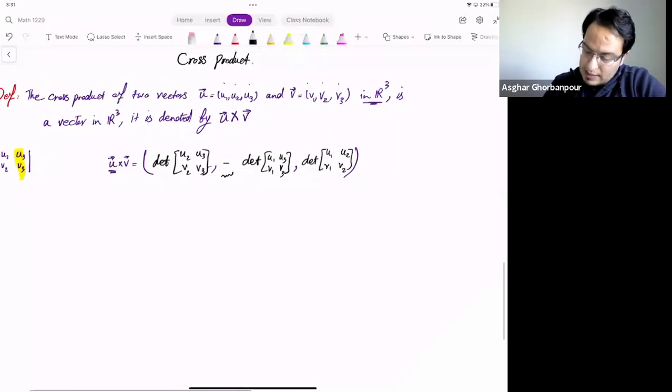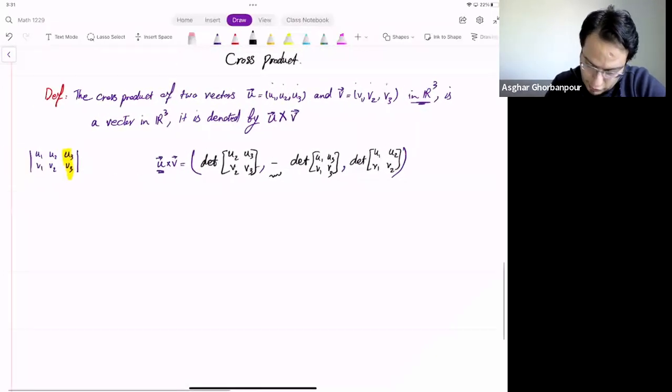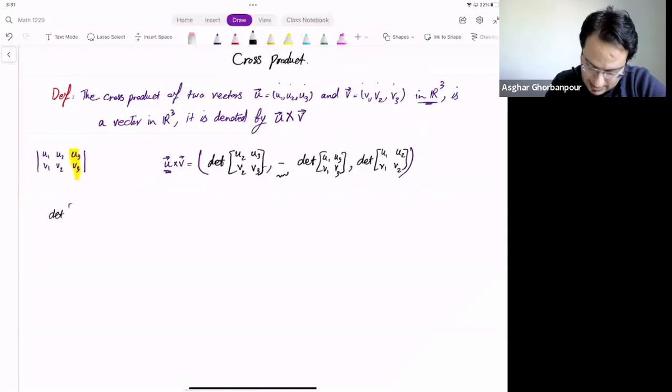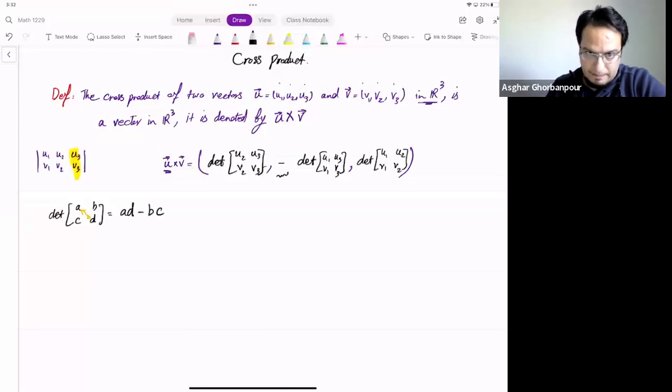You may ask, what is the determinant of a 2 by 2 matrix? This is an easy determinant: A, B, C, D. What you do, you first multiply entries on the main diagonal, A D, and then multiply entries on the off diagonal, B C, then subtract: AD minus BC. Okay, so this way, for the cross product, the components are given this way.